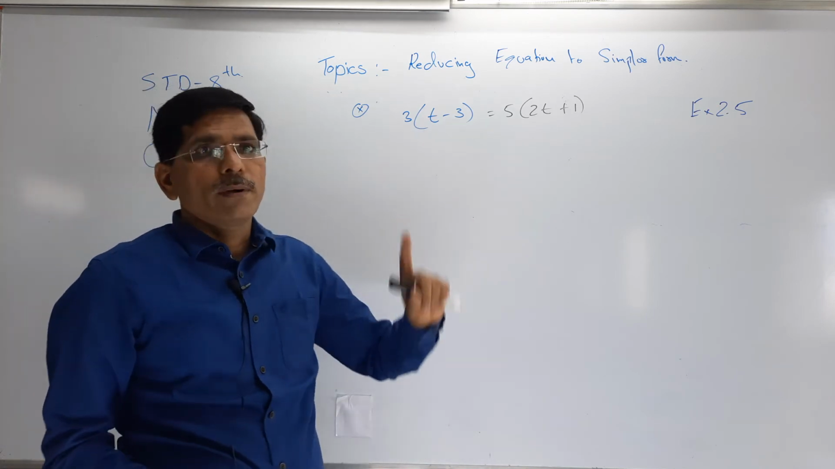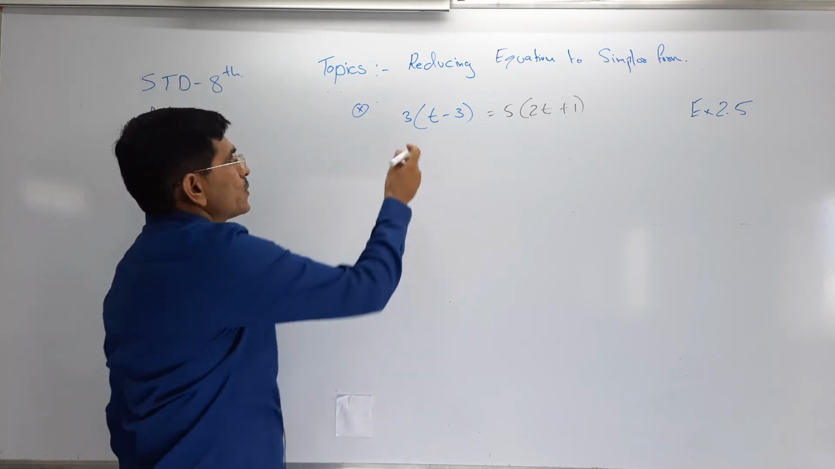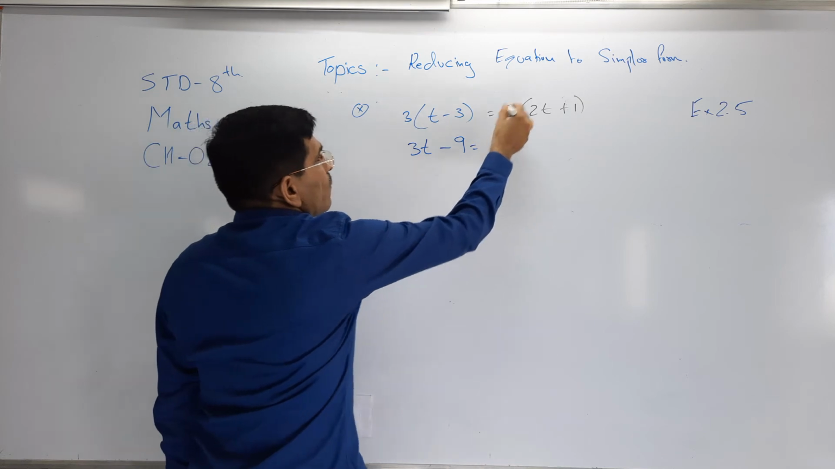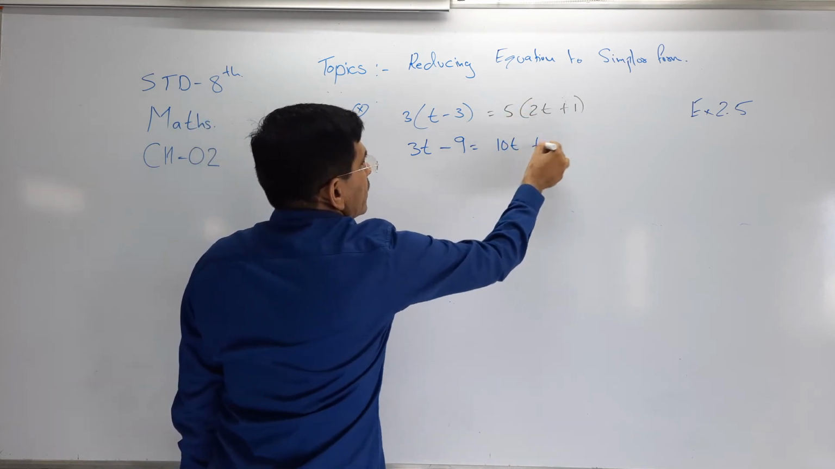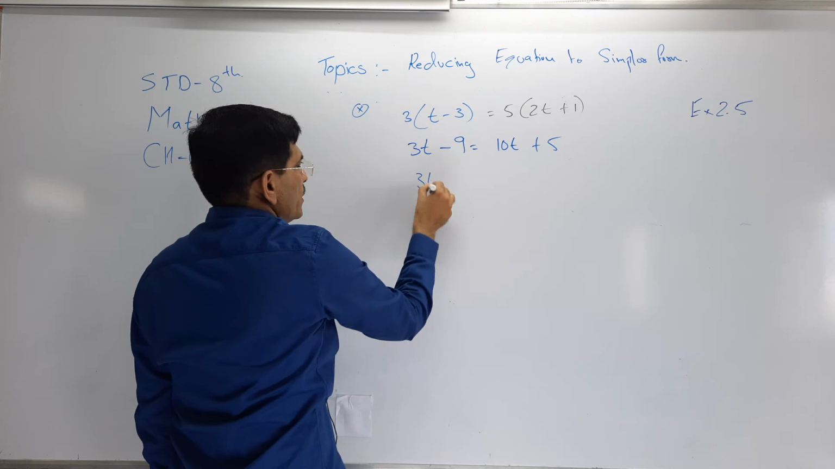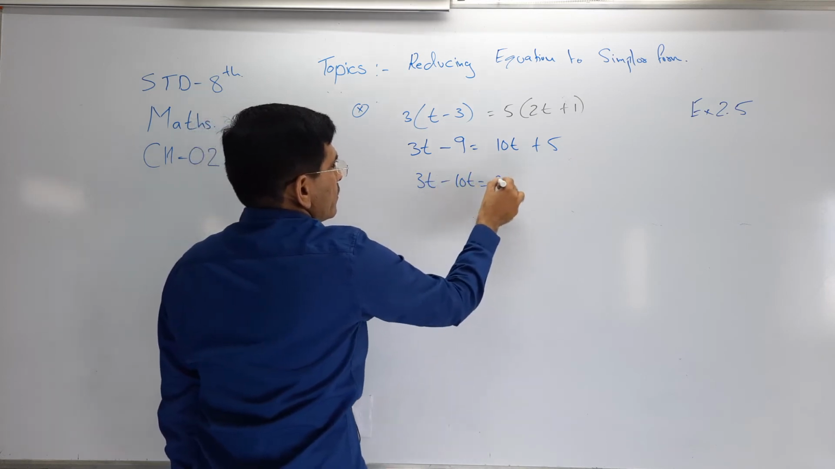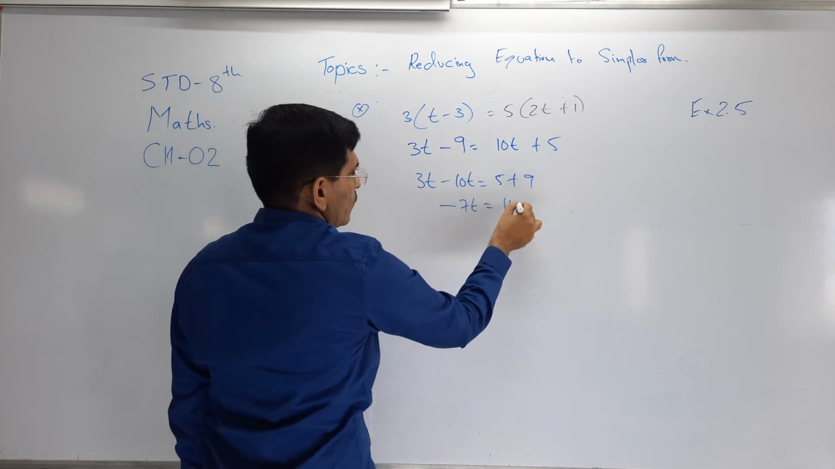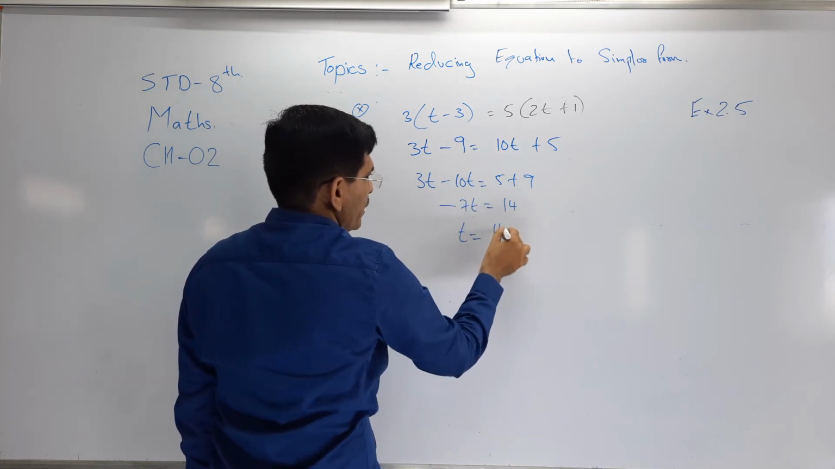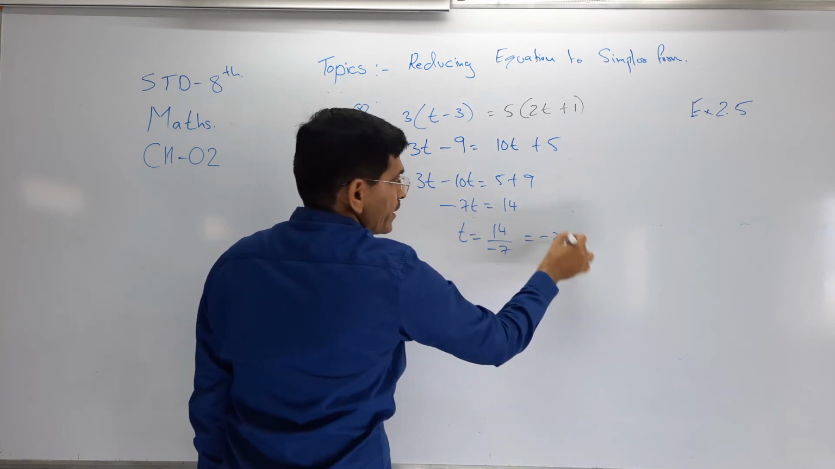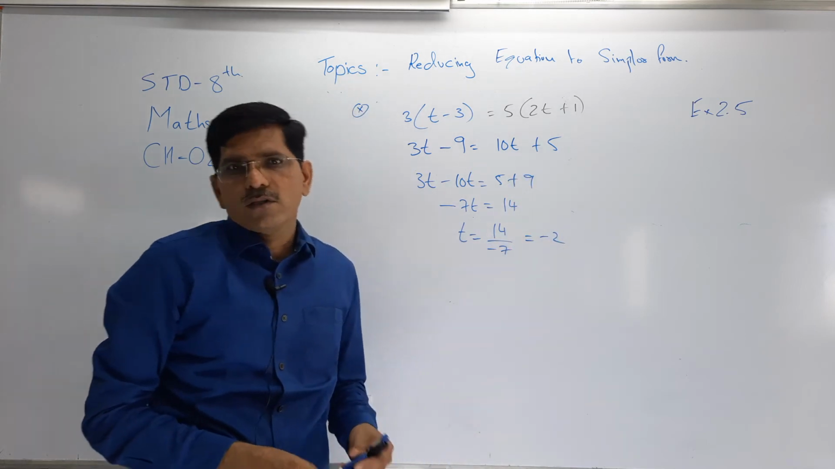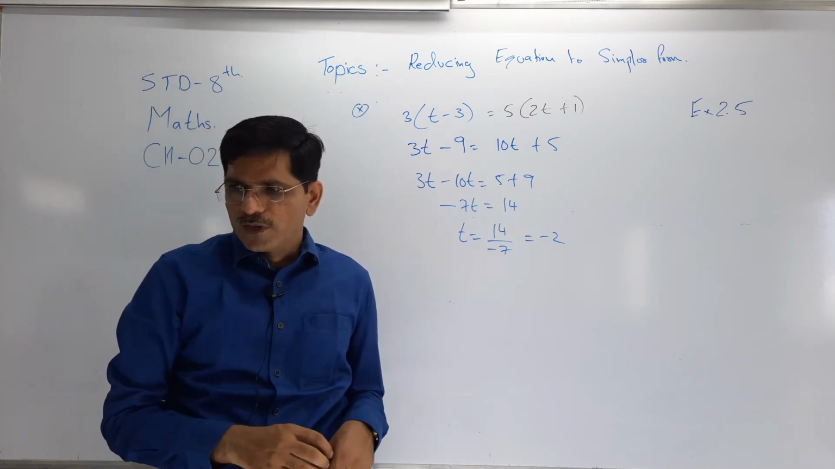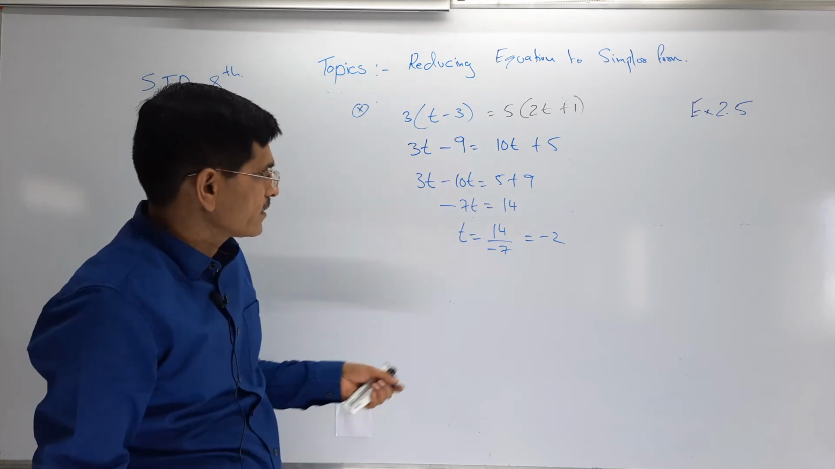Now the open-the-bracket sum. So 3 into t is 3t, 3 into 3 is 9, 5 into 2t is 10t, 5 into 1 is 5. So 3t minus 10t is equal to 5 plus 9. So minus 7t is equal to 14. So t is equal to 14 divided by minus 7, therefore minus 2. These are all very easy sums, and it is not necessary to check the sum, because minus 2 is there.